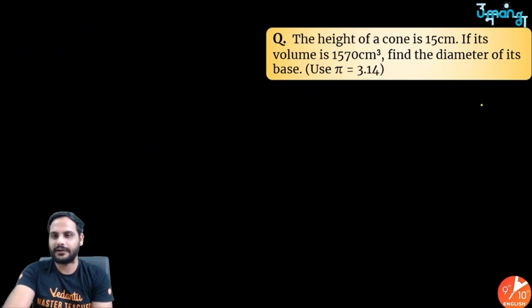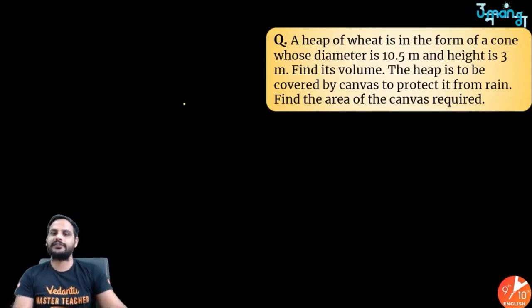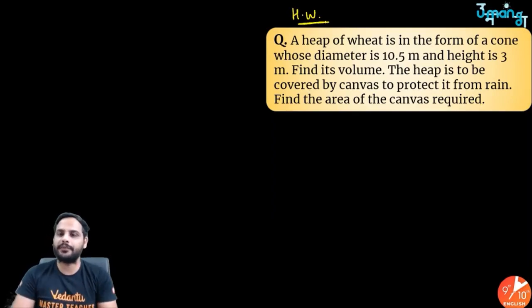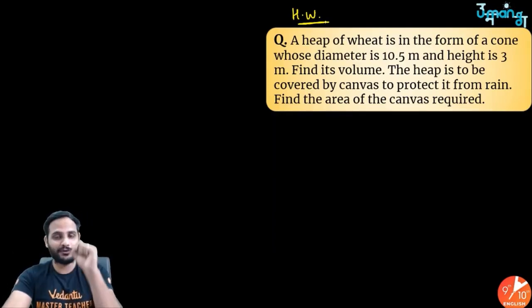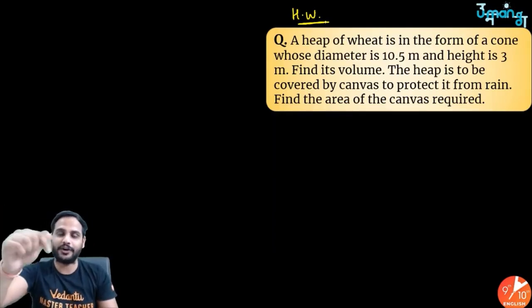Got it? Okay, now I am giving you this as your homework question. A heap of wheat is in the form of a cone. Diameter is given, height is given. Find its volume. You can easily find it out. Next part, the heap is to be covered by canvas to protect it from rain. Find the area of canvas required. Now you have to tell me what you will be using to get the area of the canvas. That is your homework question. Do let me know your answer in the comment section below.